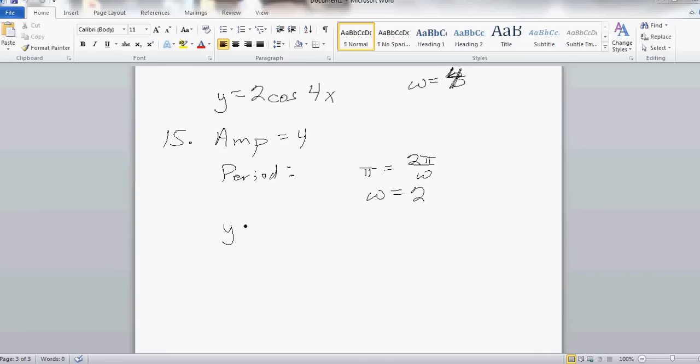So finally, all we have to do now is to determine, is this a sine or a cosine? Since we started at the top when x equals 0, that means it is cosine. We put the amplitude here in front and then put the omega right next to the x value.